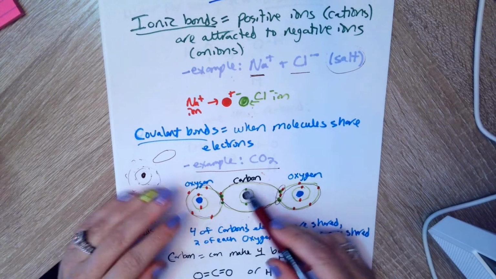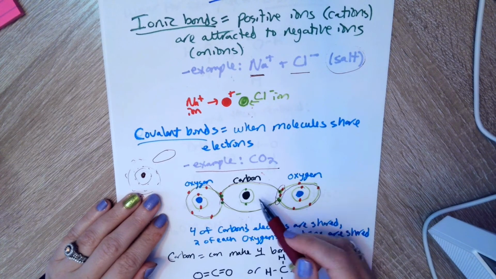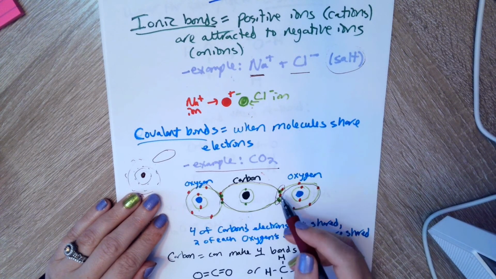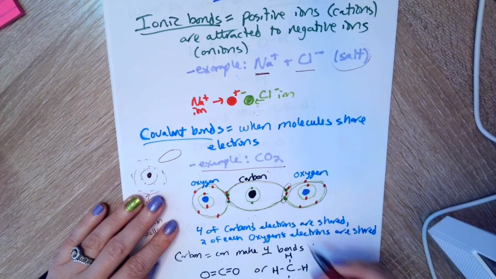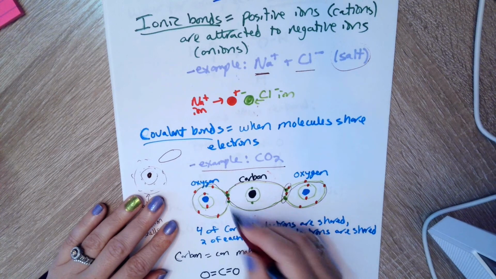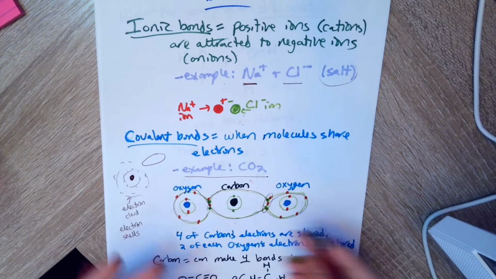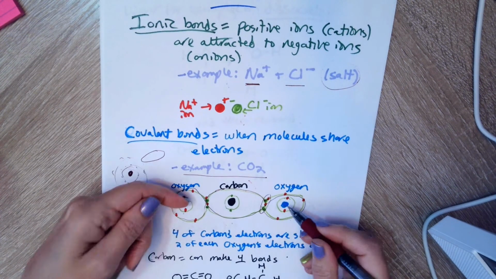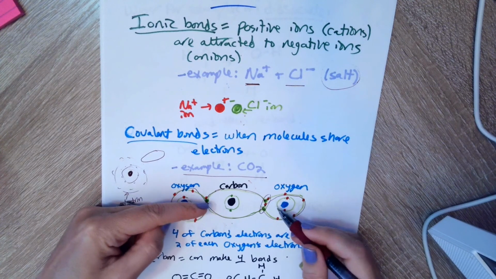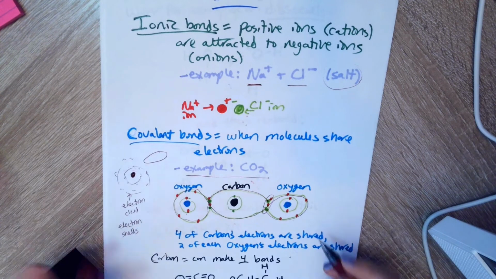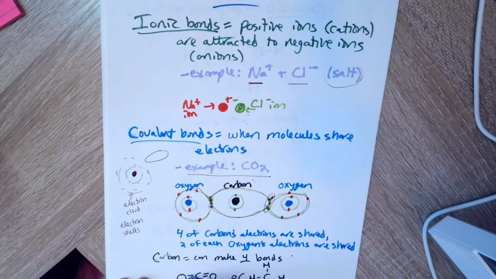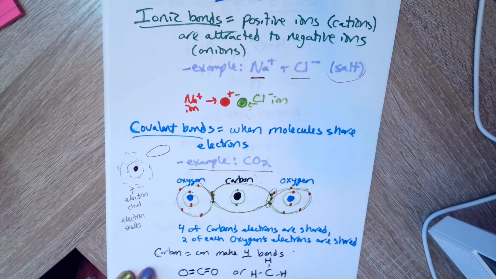Now, how many extra electrons each atom wants is how many bonds it can make. So carbon can make 4 bonds because it needs 4 extra electrons. So it gets 2 bonds here, essentially, because it's taken 2 electrons from each oxygen. And to show a double bond, when we write it out in stick form, we would just put 2 little bars.